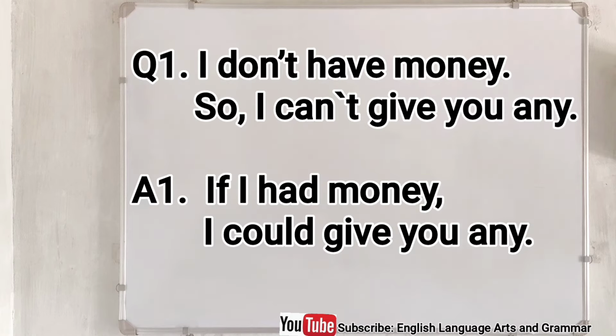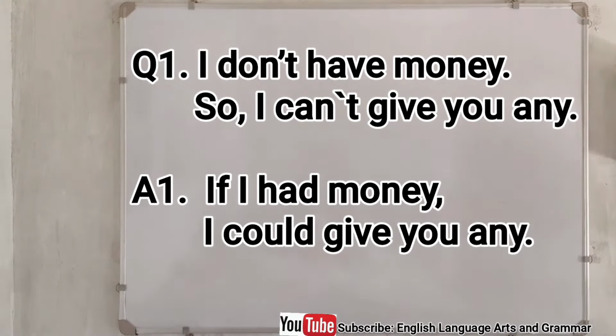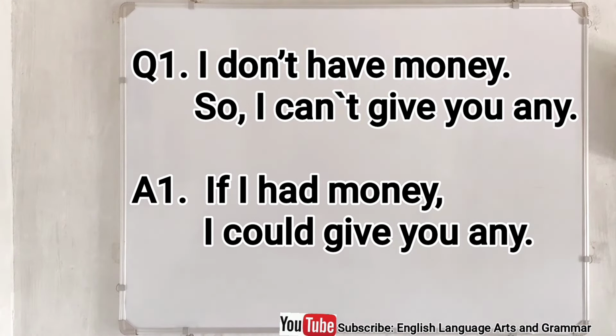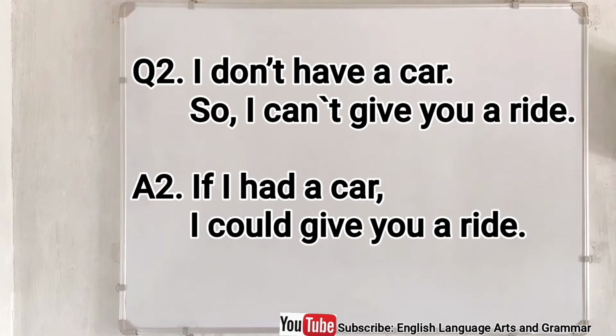Question 1. I don't have money, so I can't give you any. The if clause is, if I had money, I could give you some. Question 2. I don't have a car, so I can't give you a ride. The if clause is, if I had a car, I could give you a ride.